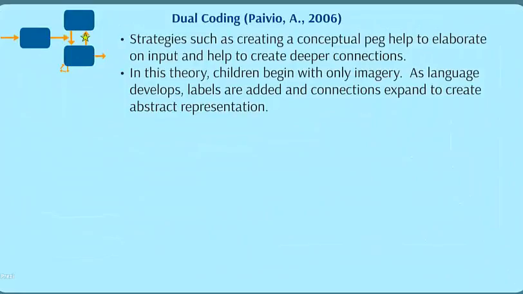Dual coding also highlights methods of elaboration helpful to describe transfer from short-term to long-term memory. Strategies such as creating a conceptual peg help elaborate on input and create deeper connections. In this theory, children begin with only imagery. As language develops, labels are added and connections expand to create abstract representation.